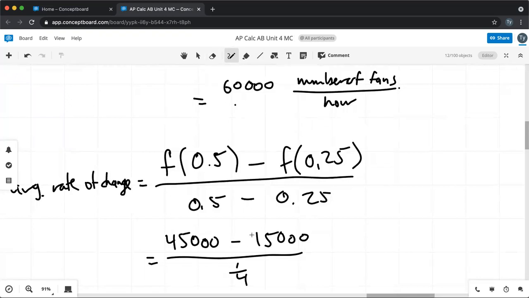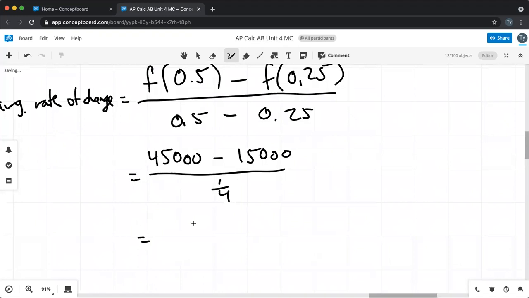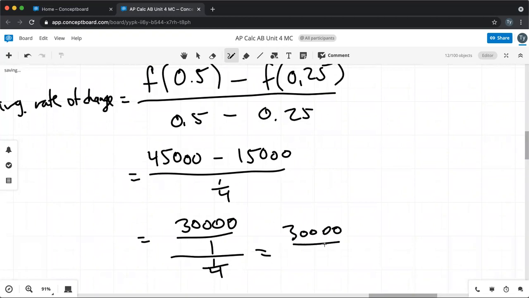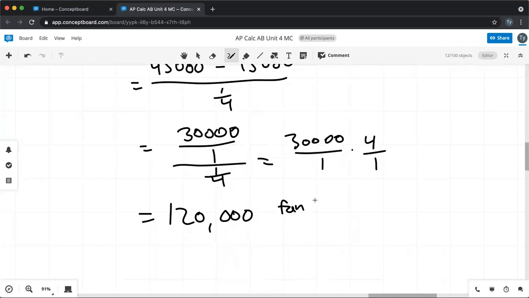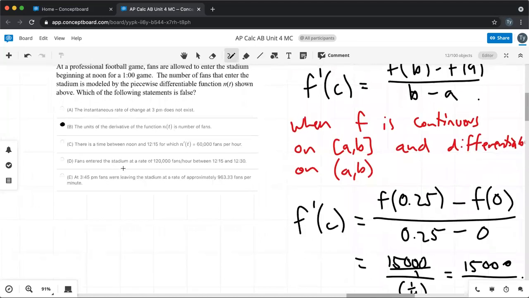Then we can do the same kind of thing as before, right? 45,000 minus 15,000 is 30,000. We can write that as 30,000 over 1 divided by a fourth. Again, we can flip it and multiply. So we get 30,000 times 4 is indeed 120,000. And it's an average rate, so we have fans per hour. So fans entered the stadium at a rate of 120,000 fans per hour between 12:15 and 12:30. That is true.